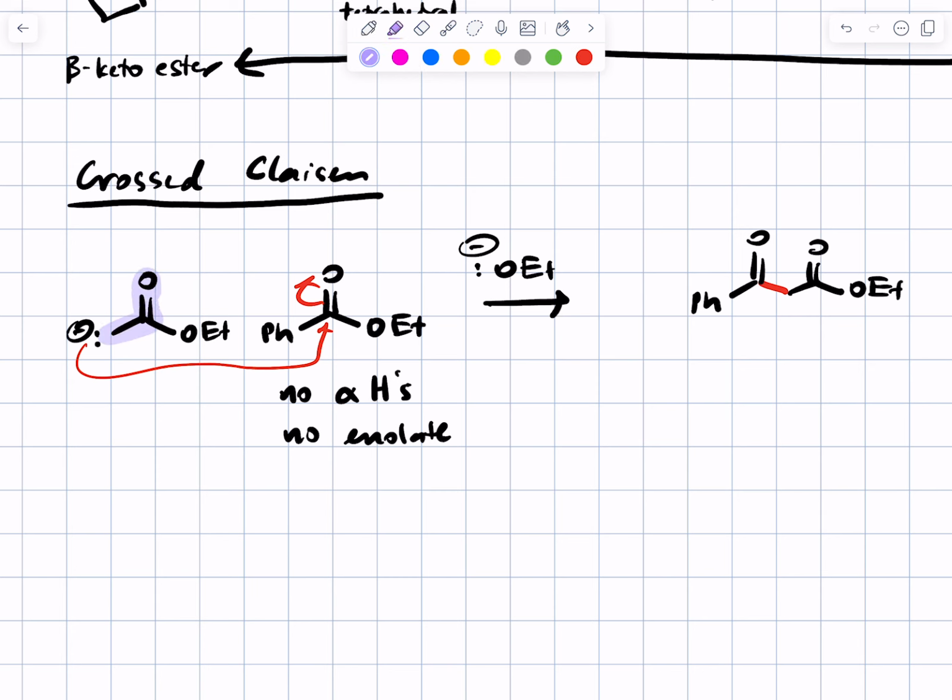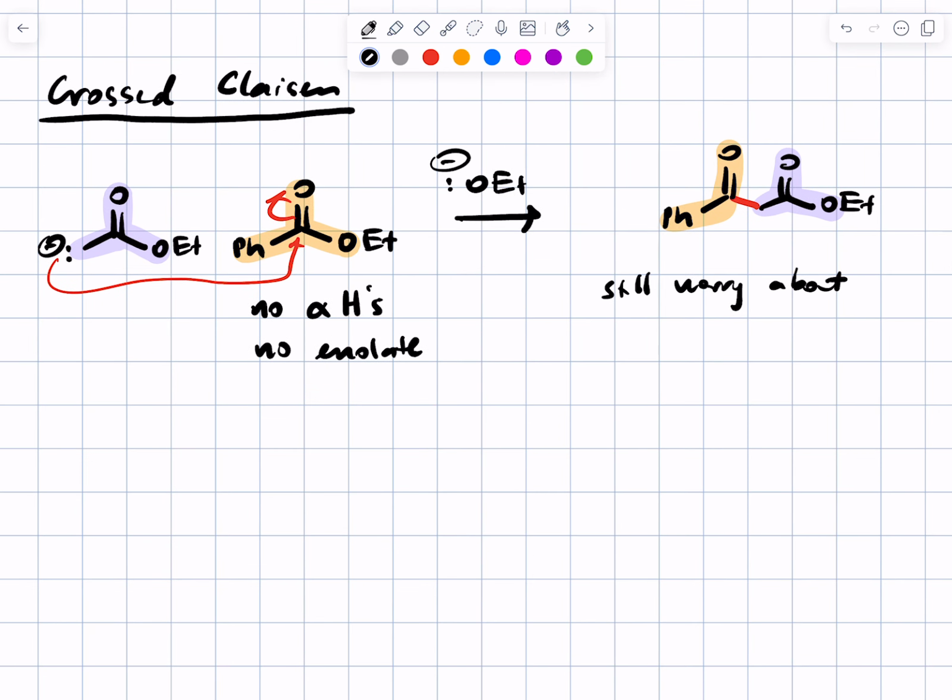Again, the purple is the enolate, the orange is the molecule that was the electrophile. There's where the orange atoms end up. There's where the purple atoms end up. But you would still worry about the potential for self-Claisen reactivity of the purple molecule, because there's nothing really built in here to prevent the purple enolate from reacting with non-enolate starting material to get the self-Claisen product.